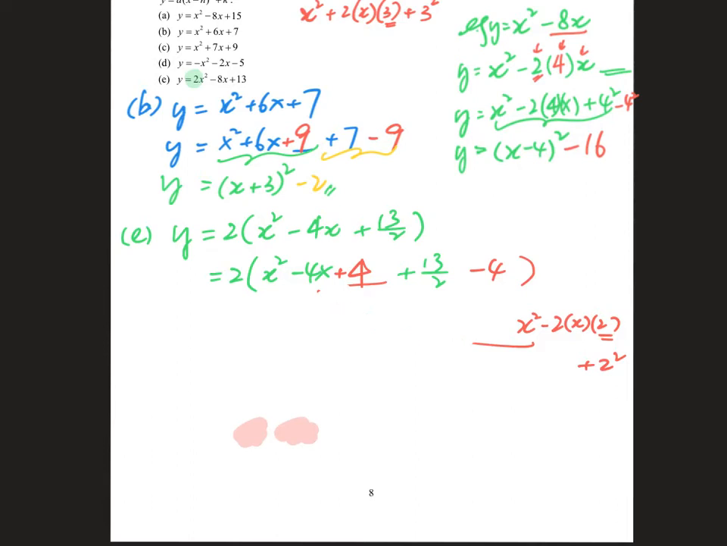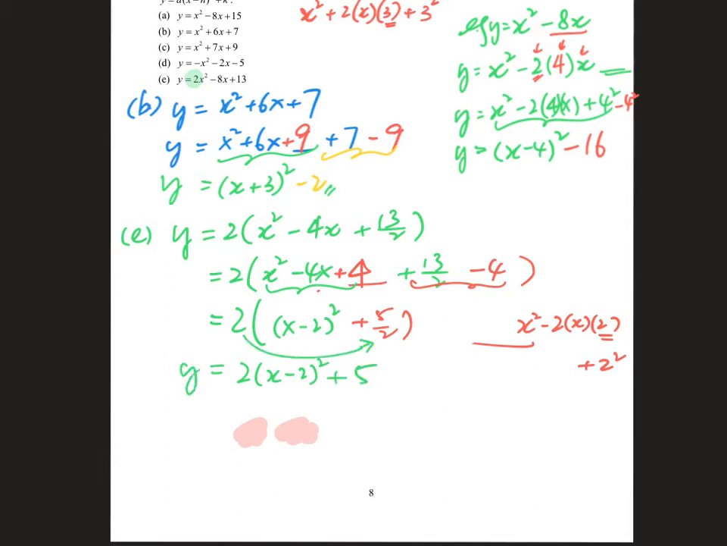As a result, in the expression, the first 3 terms become a bracket squared, which is 2 times (x minus 2) all squared, while the latter 2 terms will be put together, which is plus 5 over 2. After that, you have to expand it. We've got 2 times bracket (x minus 2) squared, while 2 times the latter term, you've got plus 5, and it completes the question.